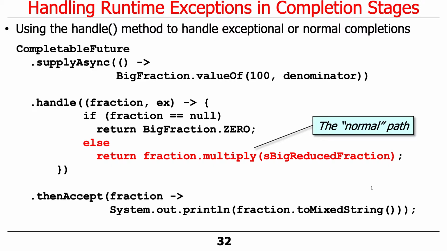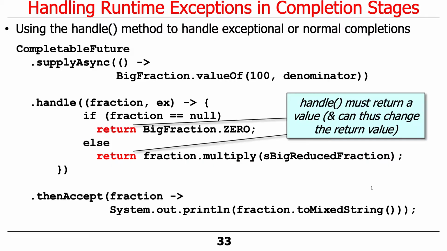OK, so that's kind of how handle works. Handle must return a value. Every branch in the handle method, in the lambda expression portion of this, must return a value. And therefore, you can change the value. I mean, it wouldn't make any sense here. You could also just return fraction, but we're trying to do something to it. So you notice we have 2 branches, and we have to return values in both places, and therefore handle can have the side effect of changing the result.